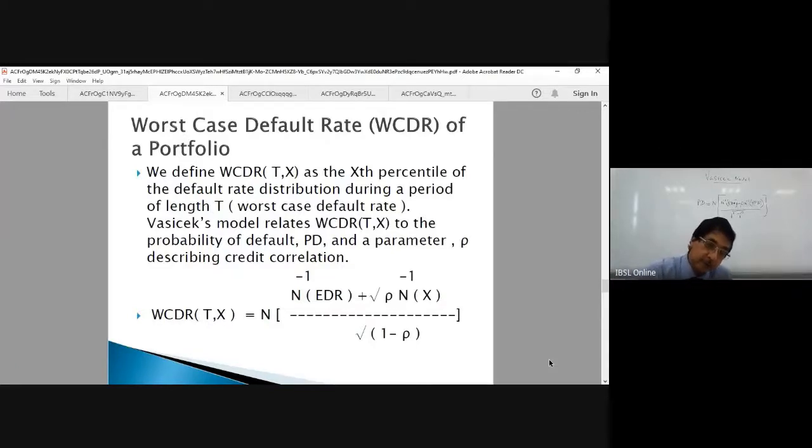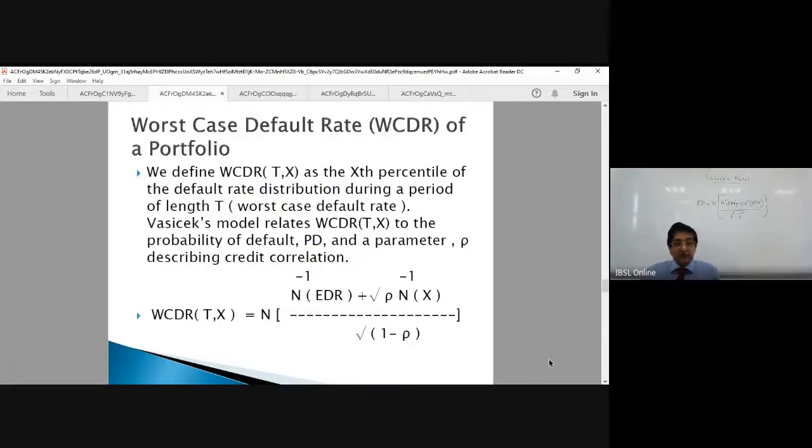Now we are going to a very important point where we try to arrive at the worst case default rate of a portfolio. Now why are we going for this type of default rate? Because in an economic downturn, there can be a very high default rate, but that's a worst case. Worst case is the worst thing which would happen. And if you can prepare for the worst case, then you are okay with your risk management. That is why this particular concept is there in risk management.